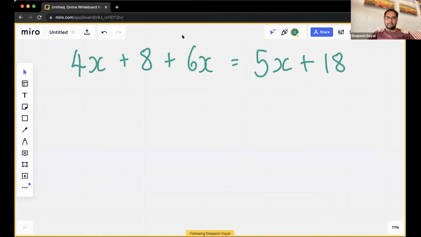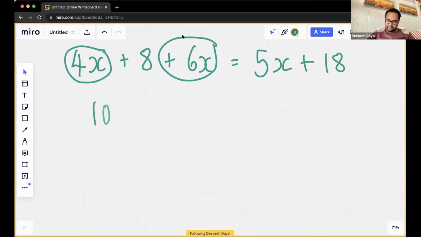Okay, I'm going to have a look now. So we're going to take x's on the one side, numbers on the other side. So I'm going to group this side, the x, the 4x, and the 6x. So 4 plus 6x gives me 10x. 10x plus 8 equals 5x plus 18.